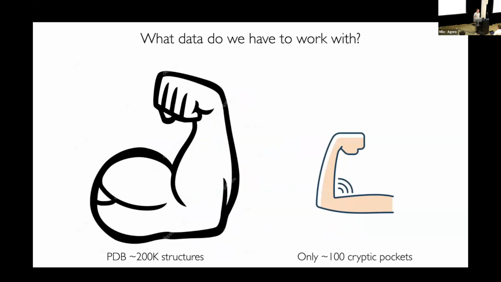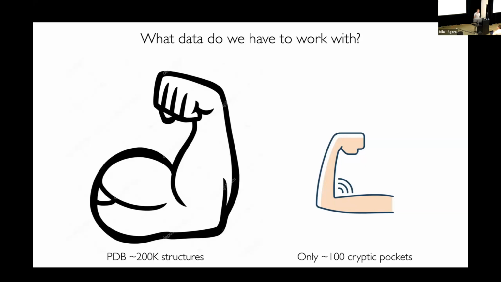But it turns out there's only on the order of 100 examples in the PDB of protein structures where there's an apo structure, a ligand-free structure where cryptic pockets are closed, and a holo or ligand-bound structure where you've captured the open state. So it's really not that much data to work with from that perspective.